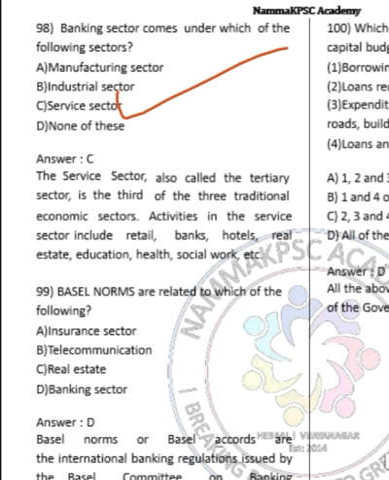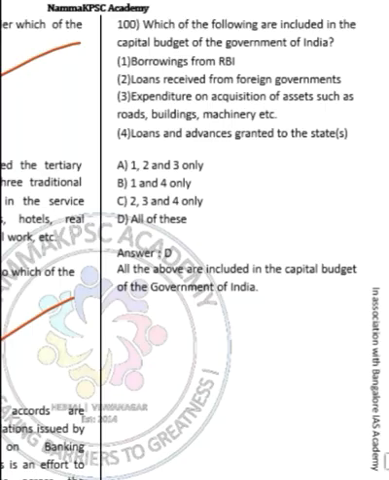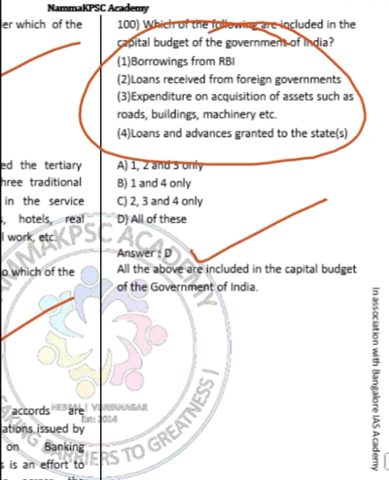Question number 99, it says Basel norms are related to which of the following? So Basel norms are related to the banking sector to avoid bad loans and bad banking practices. Question number 100, it says which of the following are included in the capital budget of the Government of India? So here the answer is option D, all of the above. So you can remember this from the exam point of view.